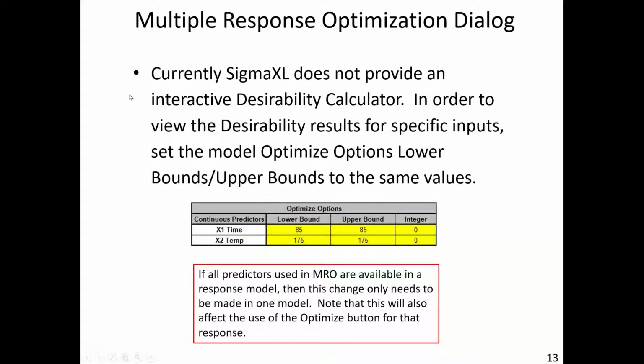Another point is that we do not have an interactive desirability calculator. The report is static, but what you can do is, if you want to view desirability results for specific inputs, use the optimize options and then just type in the specific value, lower and upper the same for the predictors. And then when you run MRO, it will use these specific values and won't do any optimization. It will just produce the results. All right, so that's just a comment on if you want to try out a specific value, then you just change the optimize options.